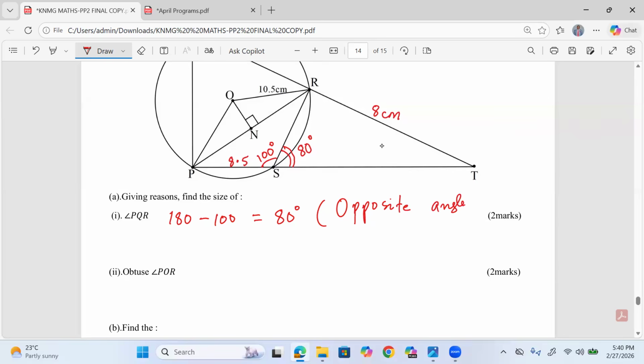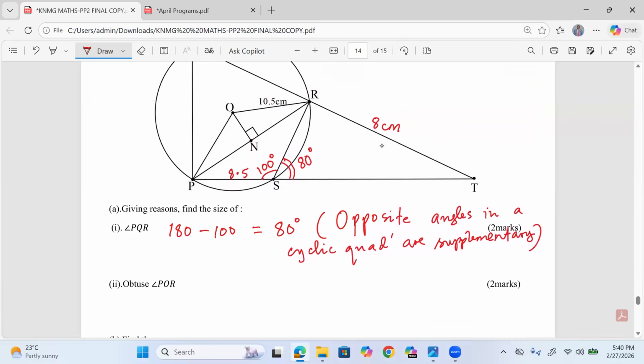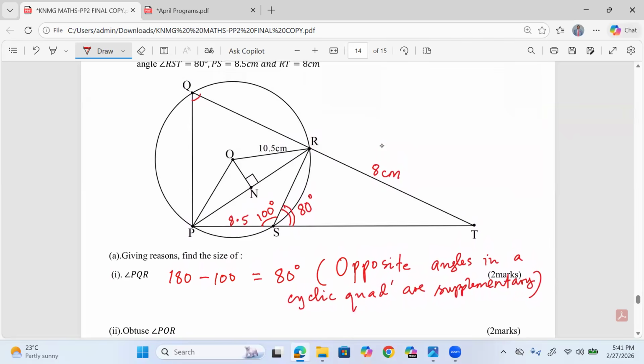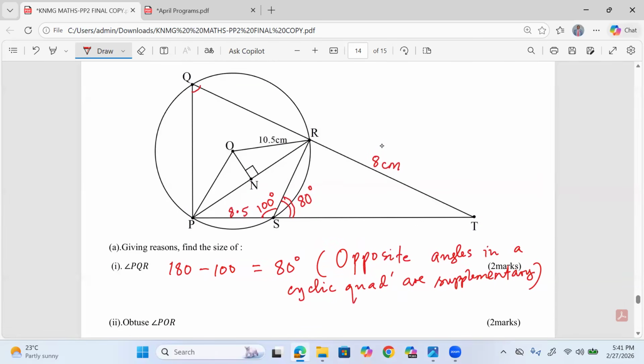Opposite angles in a cyclic quadrilateral, that is the property we have applied. Opposite angles in a cyclic quadrilateral are supplementary. They add up to 180. That is the mathematical principle that we have applied at that point.